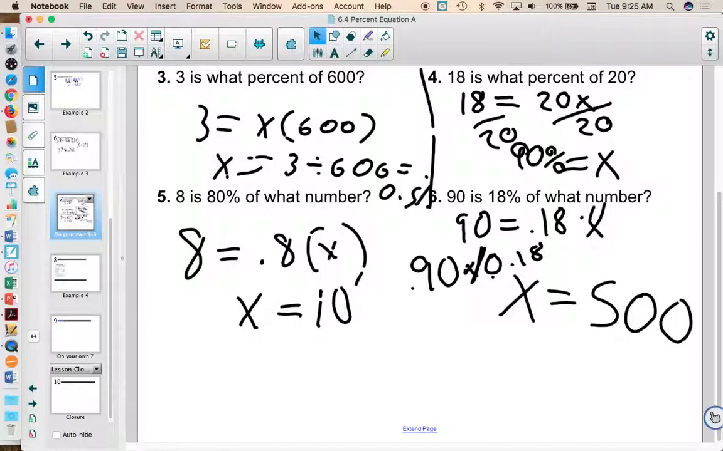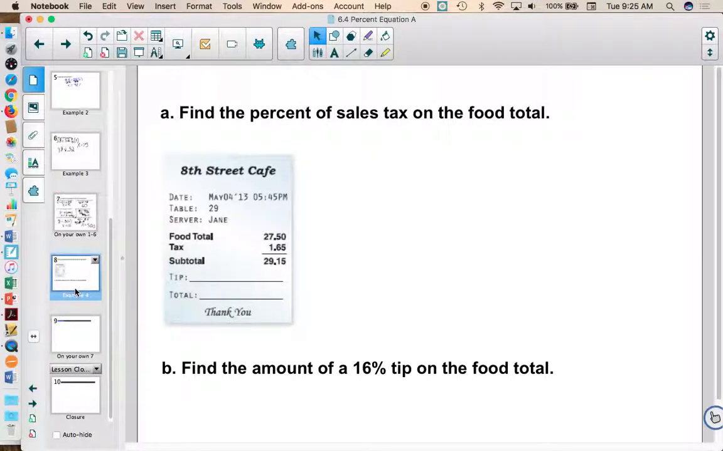Now, Mrs. Rakestraw, this is all dumb and I'll never use it. Is that what you think? Guess what? How many of you like to go out to eat? How many of you like to go buy new tennis shoes? How many of you like to go buy a new gun? Or a new bow? All right. There is a sticker price on everything we do. But then there is something that Uncle Sam calls the sales tax. And sales tax adds to the cost of your items.